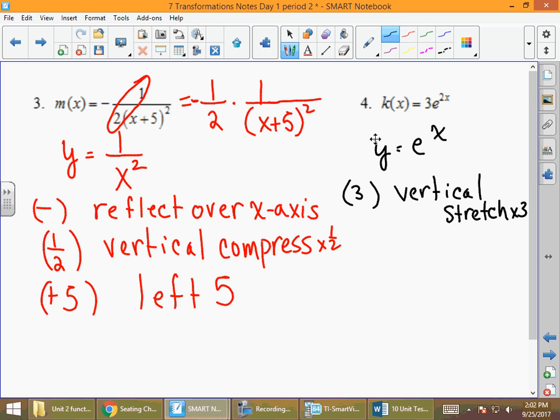But then the question is, what does that 2 do to the function? Because that 2 is the other part. It's inside the function. So what that 2 does, since it's inside, it works the opposite way that we think it's going to work. It's going to be a horizontal compression.